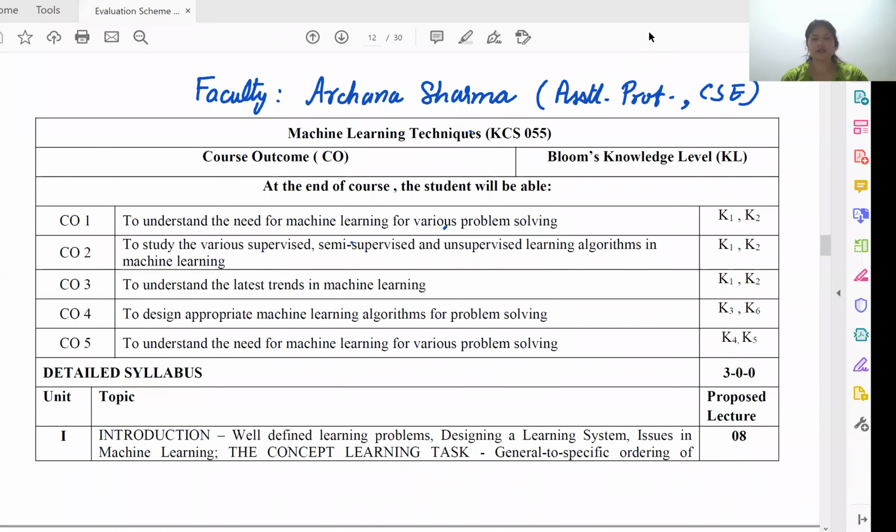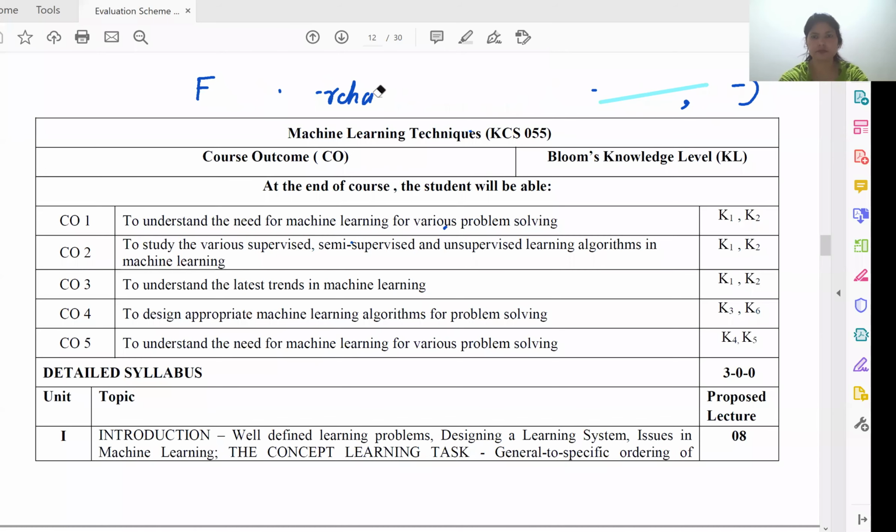Today we will discuss the overview of the syllabus and a brief introduction of machine learning. And this is the syllabus of machine learning. This syllabus is divided into 5 units: unit 1, 2, 3, 4, and 5. And each unit consists of 8 lectures, as you can see in the syllabus.